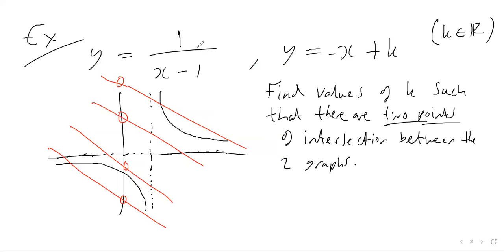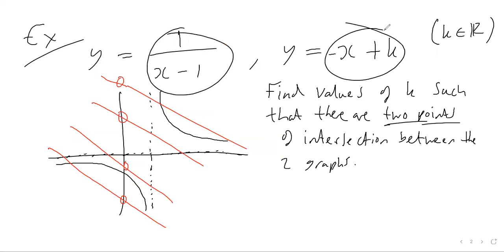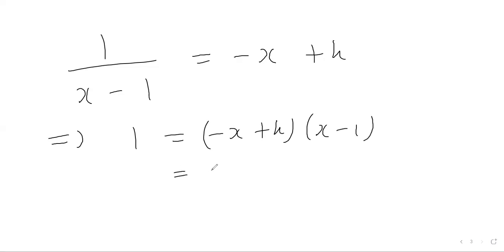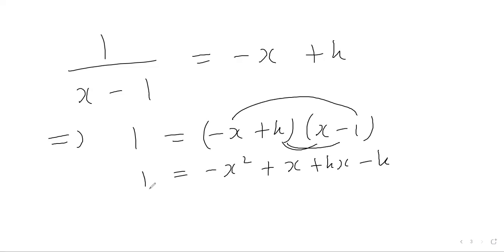So we're going to set 1 over x minus 1 equal to minus x plus k. That's the key thing we want to do: set the two functions equal to each other, and then proceed to solve. If we multiply both sides by x minus 1, we get 1 equals minus x plus k times x minus 1. Expand the brackets, we get minus x squared plus x plus kx, and then take away k is equal to 1.